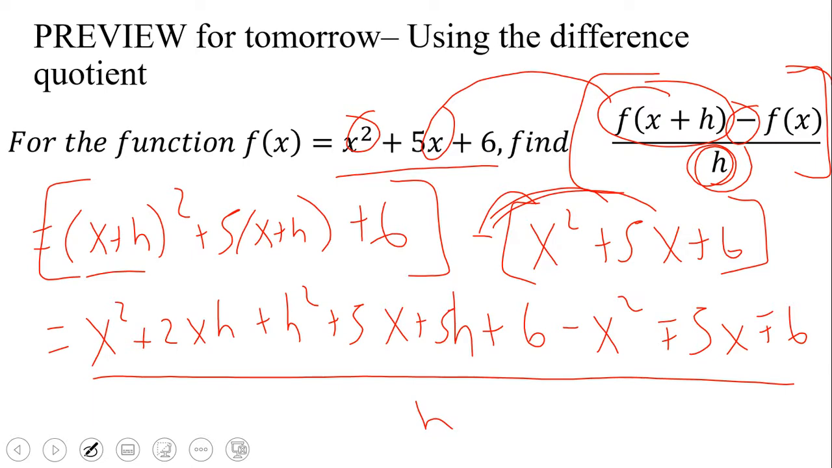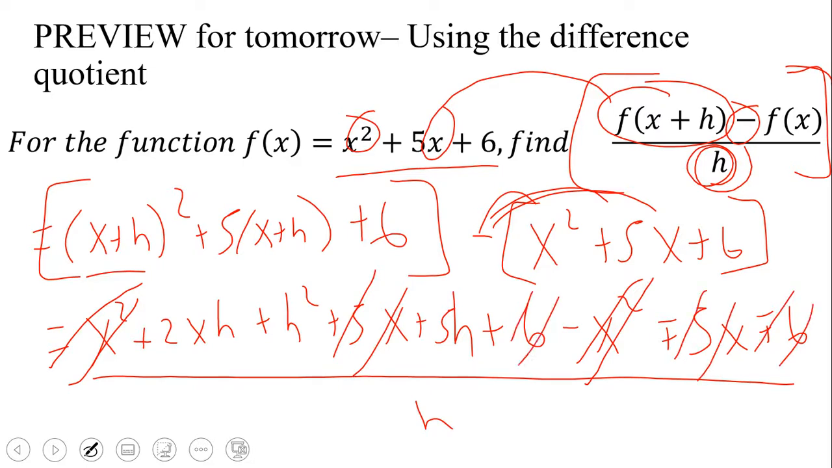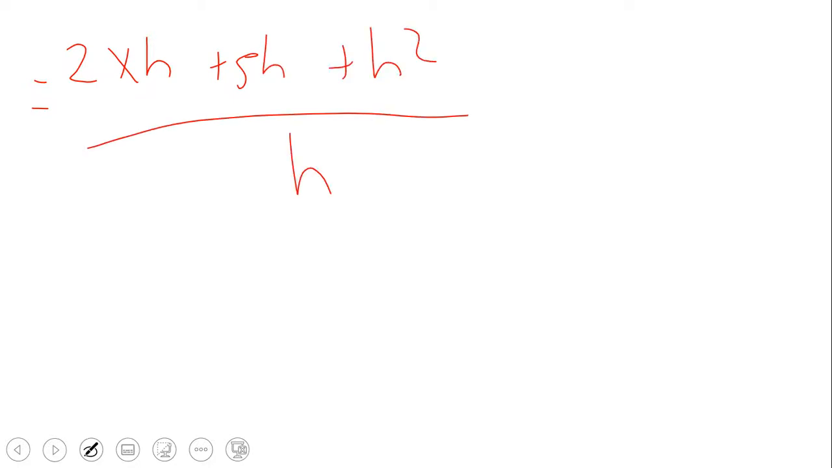The reason why that's so important is because lots of things should cancel. This x squared cancels with this x squared, this positive 5x with this negative 5x, this negative 6 with this positive 6. Notice that you're only left with things in the top that have an h. So just to simplify that, on the next screen, you're going to have 2xh plus 5h plus h squared divided by h. Luckily for us, we can reduce an h from everybody. So this h is gone with this h and one of these h's, which means my final answer is 2x plus 5 plus h.